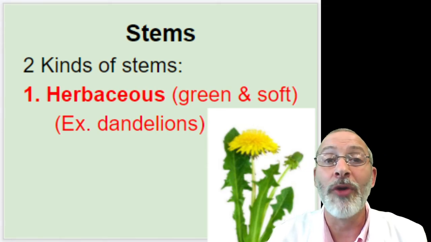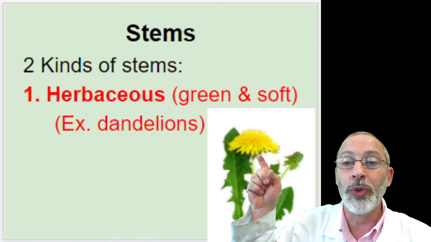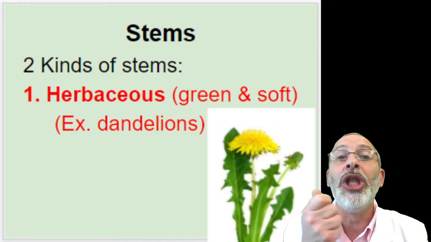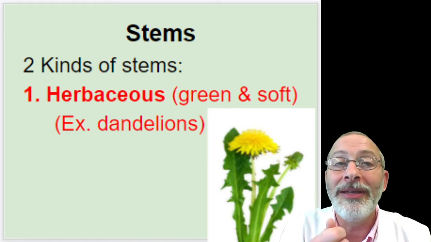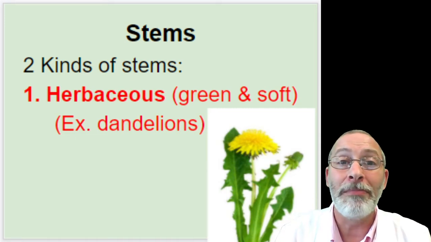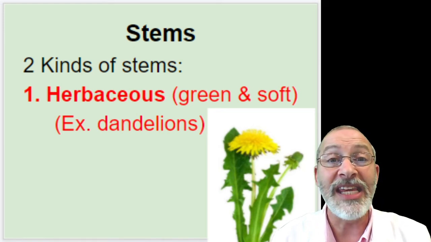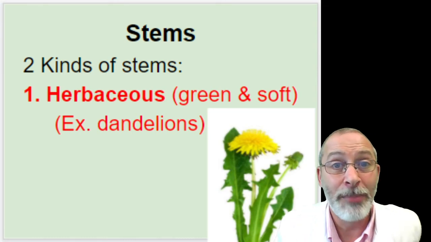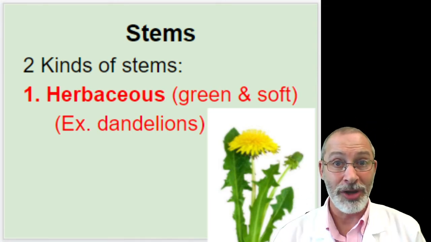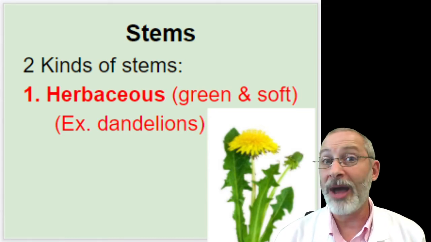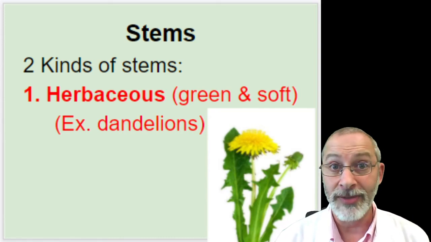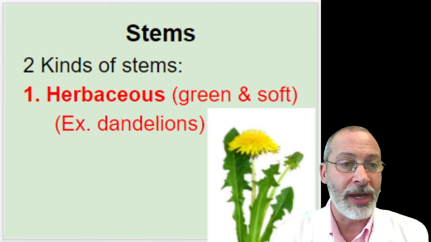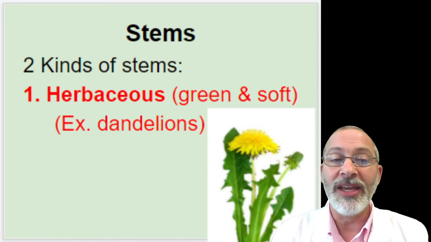Or how many of you have ever waited for that yellow flower to mature into that white puff ball, and then you yank it out of the ground, then you blow the little white puff ball into the air? By the way, that little white puff ball is nothing more than the seeds of a dandelion plant. And if you have a neighbor who doesn't like dandelions growing in their yard, you would not be a good neighbor if you picked up your dandelions and blew those white seeds over into their yard. Not a good idea. But dandelions, great example of herbaceous stems.